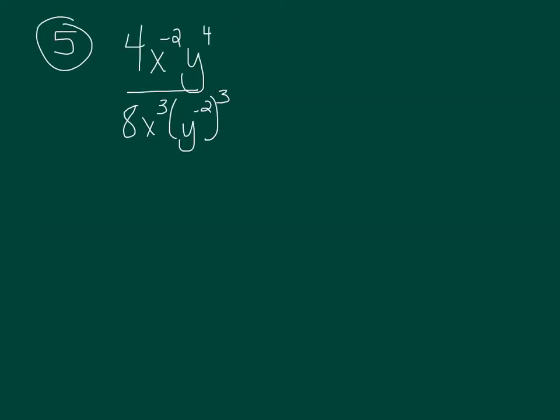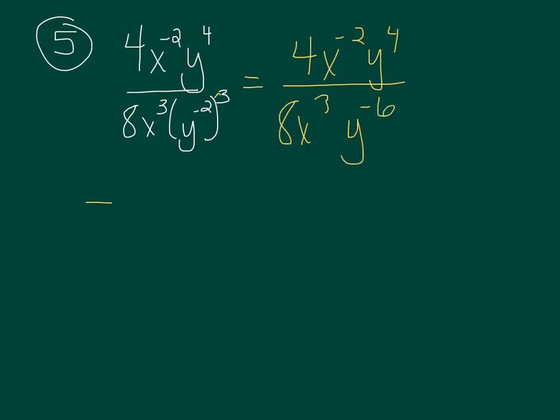Last one. Alright, look for outside exponents, and the 3 down here is my outside exponent, so I'm not going to do anything with this. Alright, and then I have y to the negative 2nd to the 3rd, which is y to the negative 6. Now let's get rid of our negative exponents.